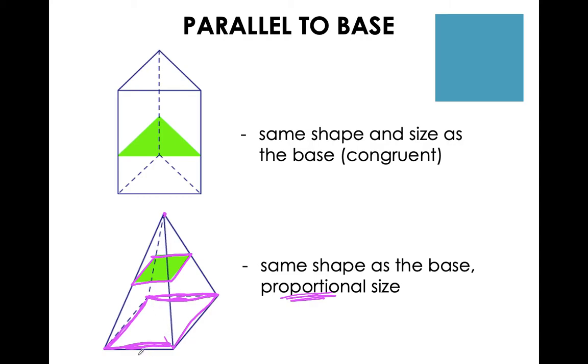So if this is 4 and this is 8, as it gets smaller, it's going to stay that same ratio of 4 to 8. So maybe now it's 2 to 4. Or even closer to the top, it could be 1 to 2. So that stays proportional, but it does get smaller.